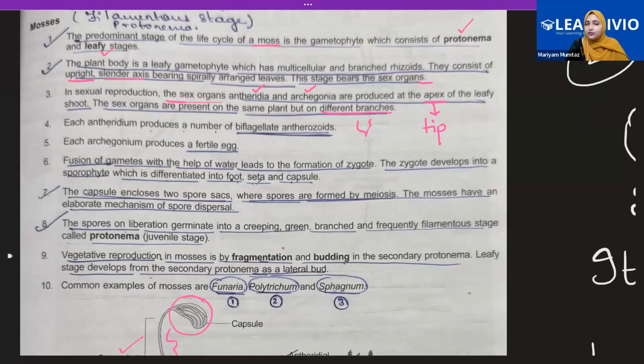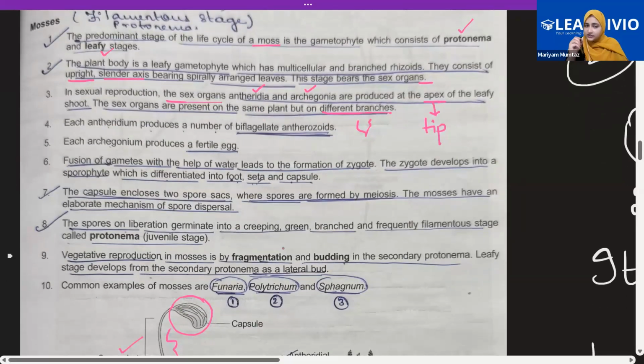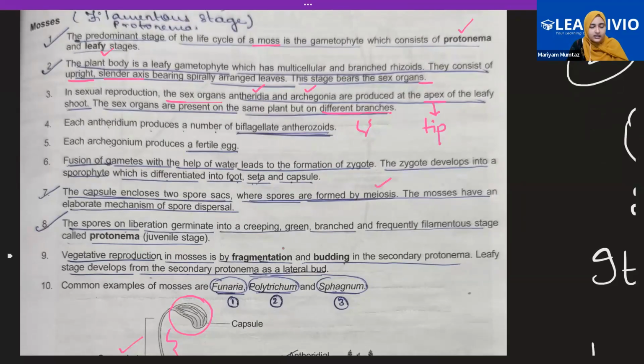Again, the capsule would have spore sacs present, which will form the spores by meiotic division. And then the spores will be liberated first of all. When they germinate, they germinate into a creeping, green, branched and filamentous stage that is called the protonema stage. So much before the actual mature sporophytic stage is attained, there is a middle or juvenile stage called the protonema.